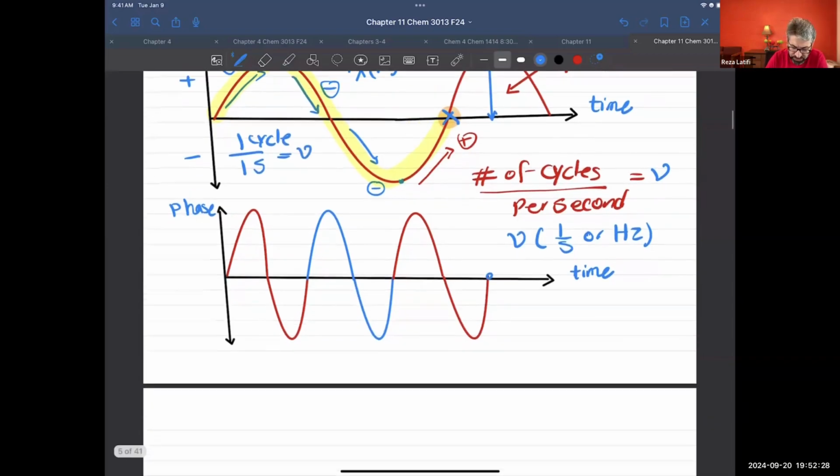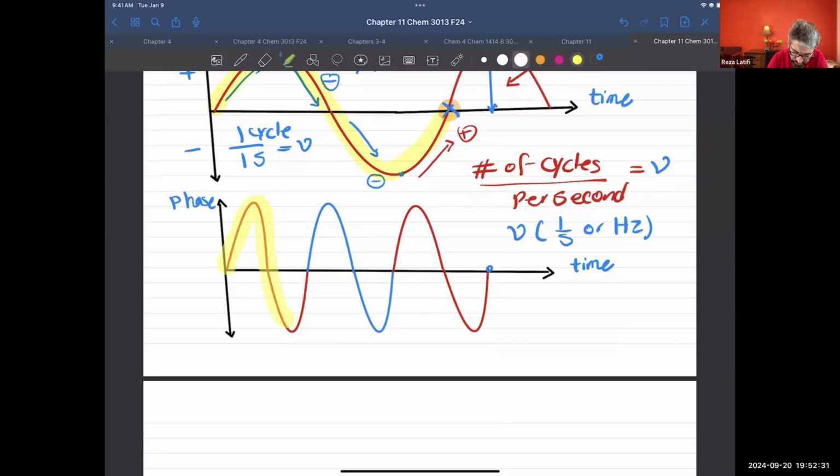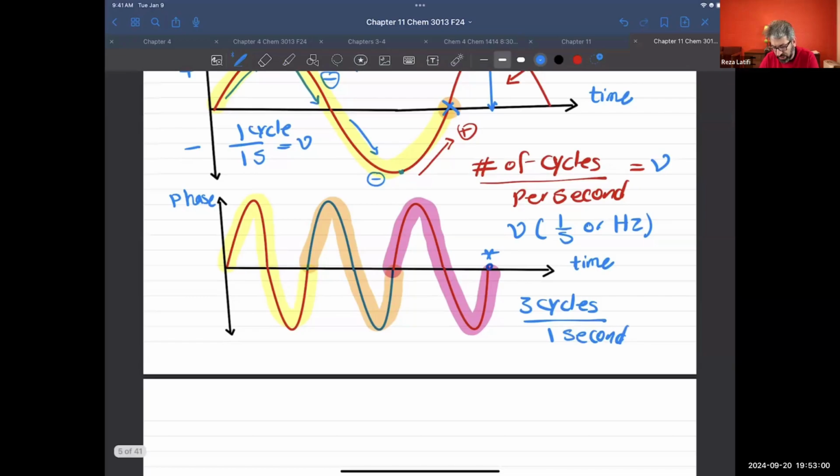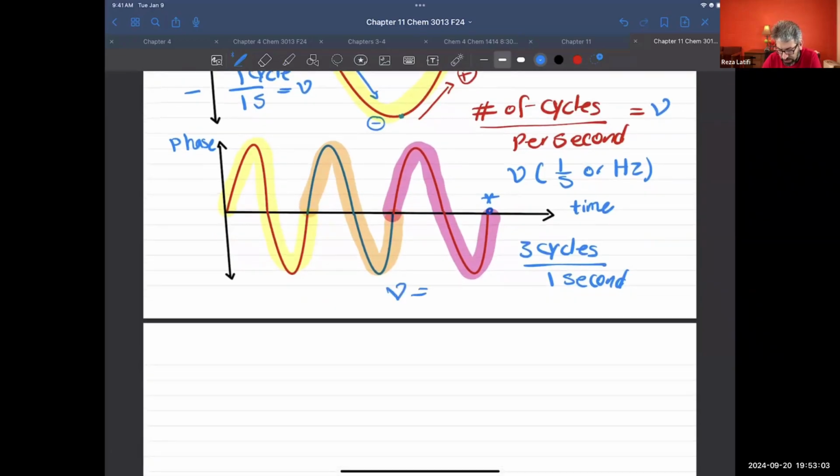Now how about the second one? You have 1 cycle, next this is the second cycle, and that one is the third cycle. I decided to pick that point and count the number of cycles passing me. Let's assume the star represents 1 second from the starting point. So I have 3 cycles per 1 second, and the frequency in this case is 3. The unit is 1/second or 3 hertz.